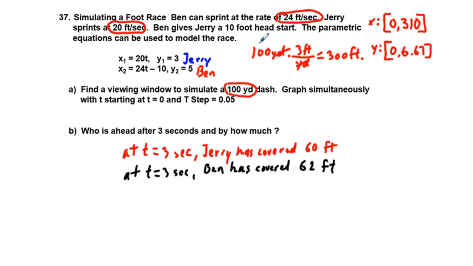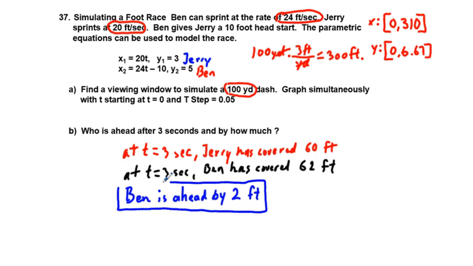So we can conclude Ben is ahead, and by how much? By 62 minus 60 feet, or 2 feet. So Ben has made up the head start of 10 feet, plus he's passed Jerry by that time. So this would be our answer to part B.